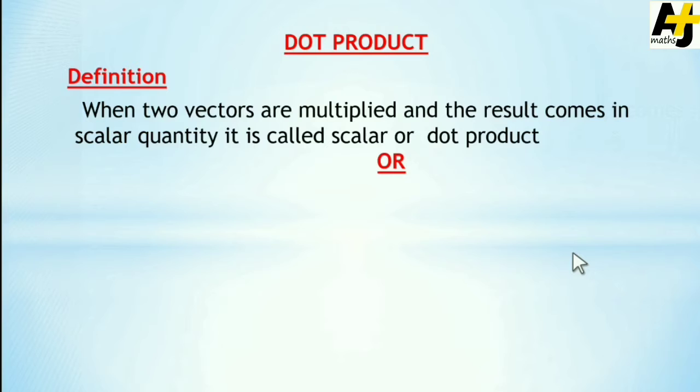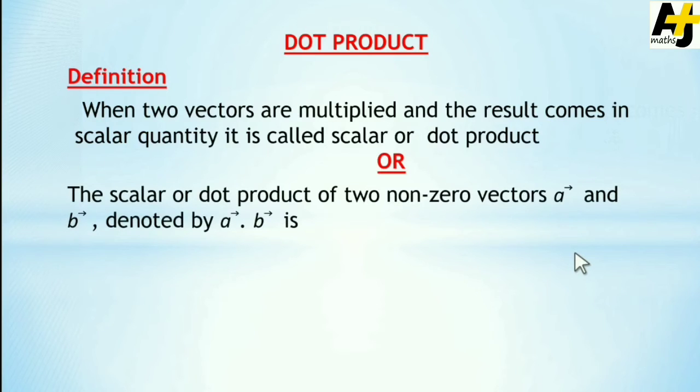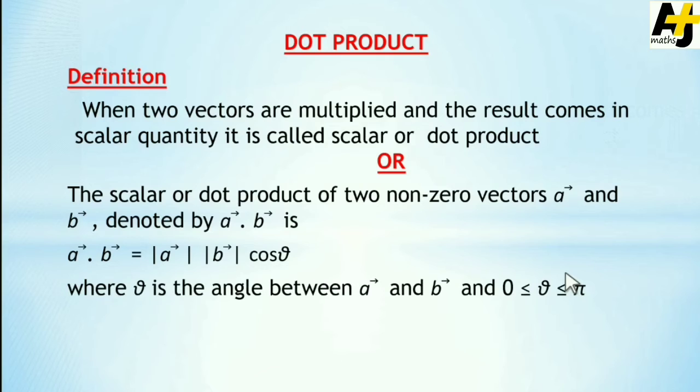The scalar or dot product of two non-zero vectors a and b, denoted by a dot b, is a dot b equal to magnitude of a into magnitude of b cos theta, where theta is the angle between vectors a and b. Remember that theta must be greater than or equal to 0 and less than or equal to pi, like 180.